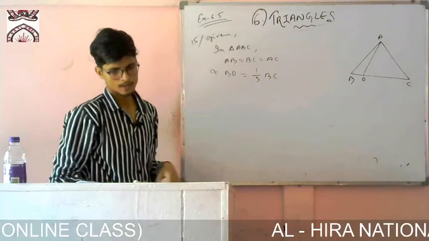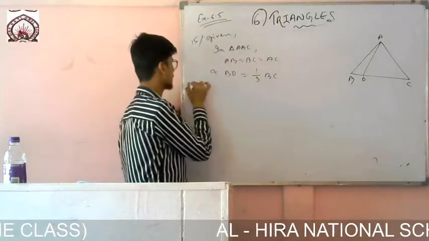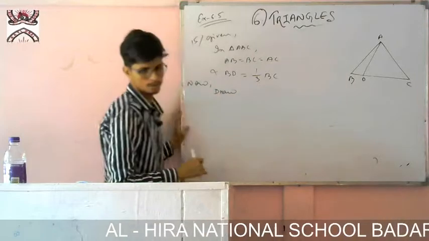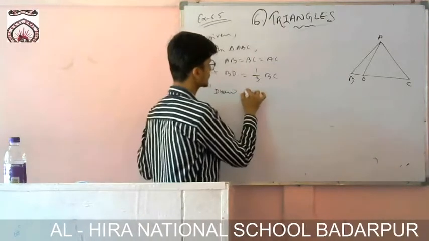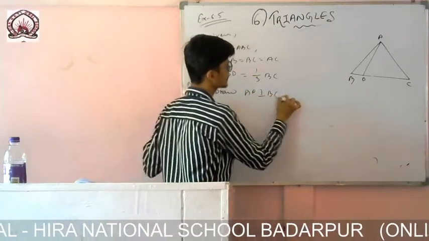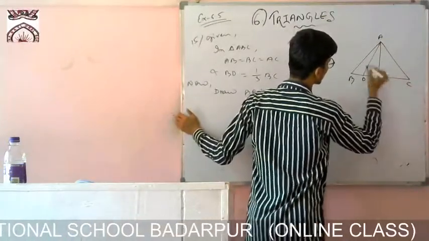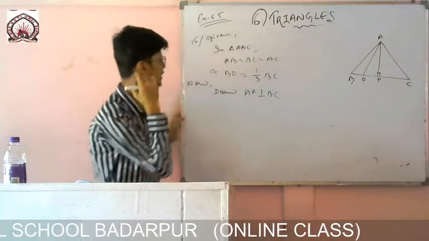BD is given as 1 by 3 BC. For that I need to draw a perpendicular. So now draw AP perpendicular to BC. I will draw a perpendicular AP.